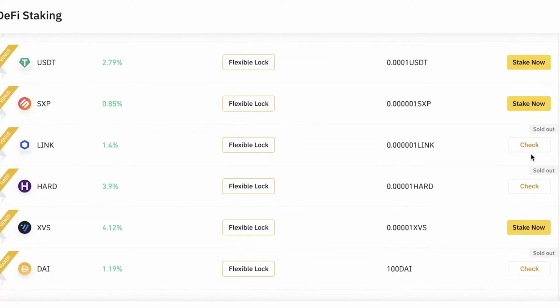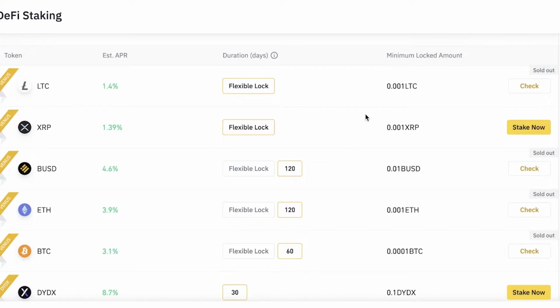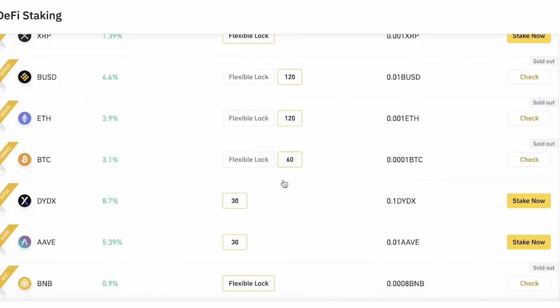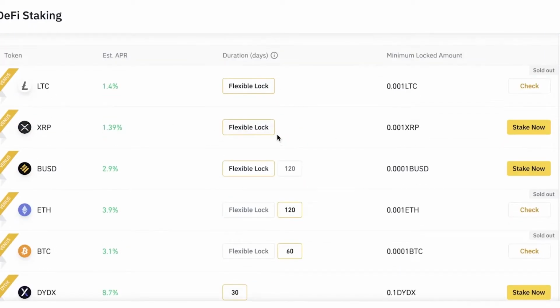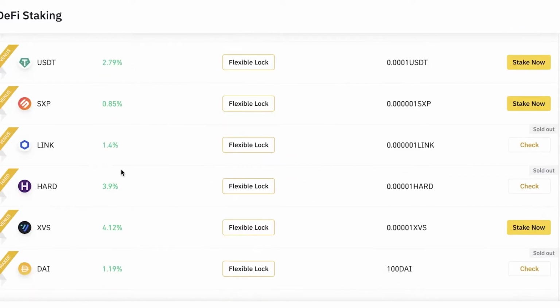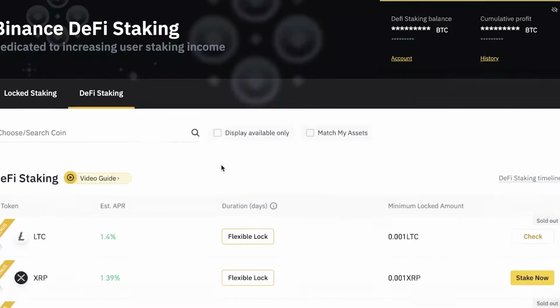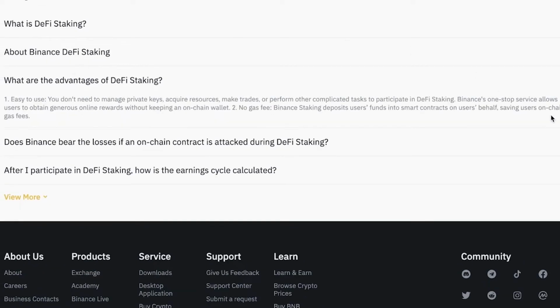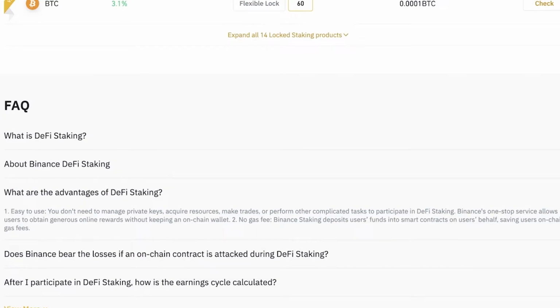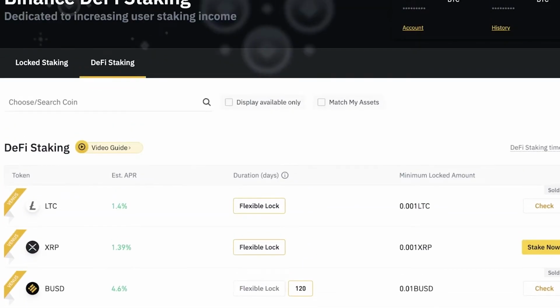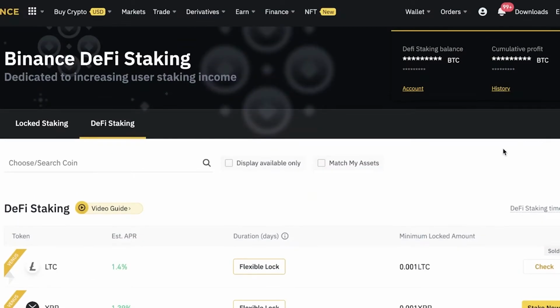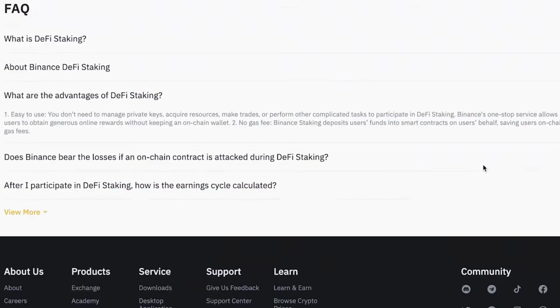A lot of the times these offers are sold out and they are updated with time, and you can choose to stake your money in a specific decentralized finance token. Go on ahead and select a flexible lock or a specific day lock, and you will get the estimated APR for that lock as well. And that is how you can earn money with DeFi staking. The advantage of DeFi staking that people don't realize is that there is no gas fee. Plus, you will be able to keep your money in your on-chain wallet, so you will be able to hold your money in your Binance wallet as well.